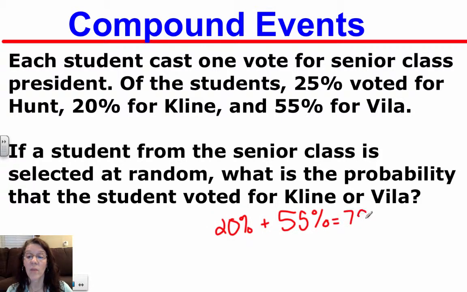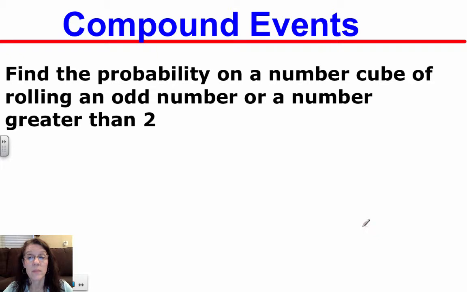You have a 75% chance. You could have also looked at it and said, well, what percent didn't vote for either of those two? 25%. 100 minus 25% also gives me that 75%. These are mutually exclusive events. There is no overlap. Let's take a look at ones that have some overlap.